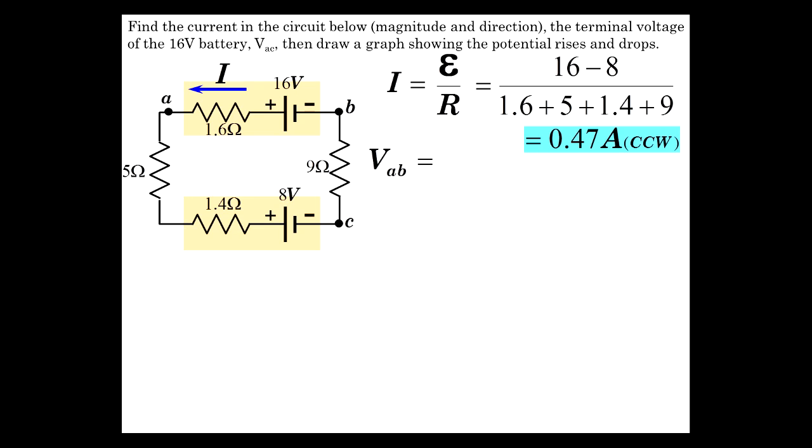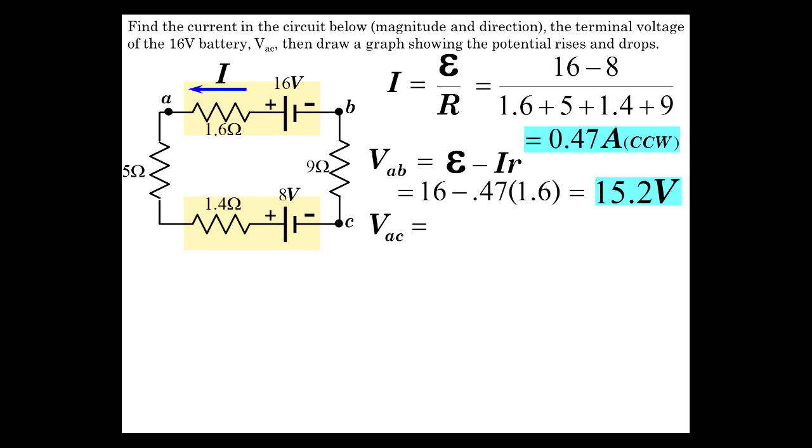Now VAB, the voltage of A from the point of view of B, that's what we're looking at. So B is over here looking at A and saying, from my point of view, I see a rise of 16, but then there's a drop. If it wasn't for this drop, I would see A at 16 volts compared from my point of view, because it's higher on this side than this side. So A is at a higher potential, but dropped by this amount. So VAB is EMF minus IR, 16 minus 0.47 times 1.6. So it drops to 15.2 volts. A is 15.2 volts higher than B.